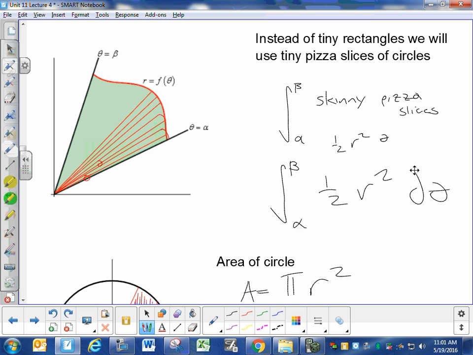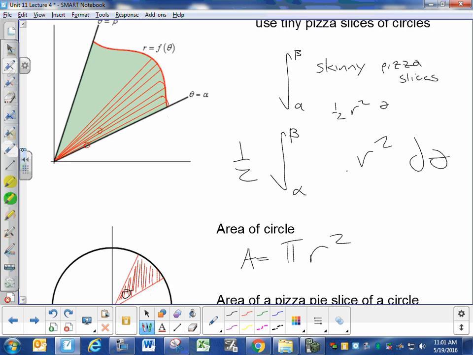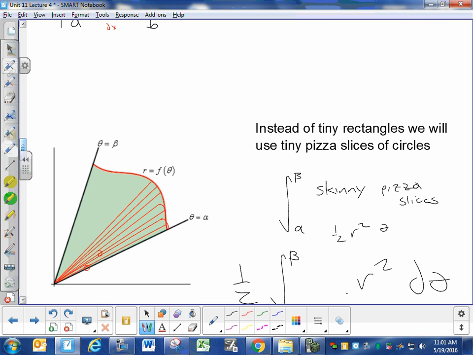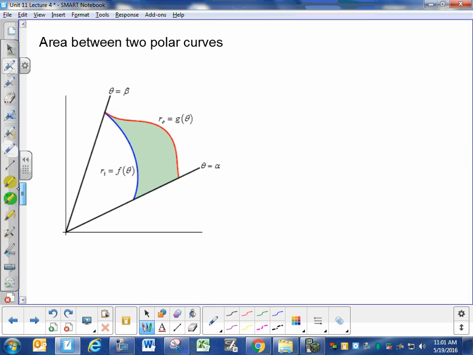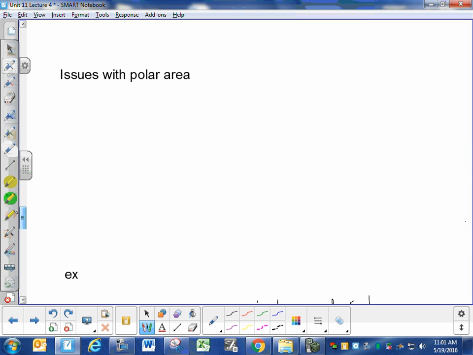It's just 1/2 r squared d theta, which means you don't need to worry about theta. Just the integral will take care of the theta. Right, Mr. Emerson? Great. Now you can move the 1/2 in front, and it's 1/2 r squared d theta. We'll skip that. Come back to it if we need to.